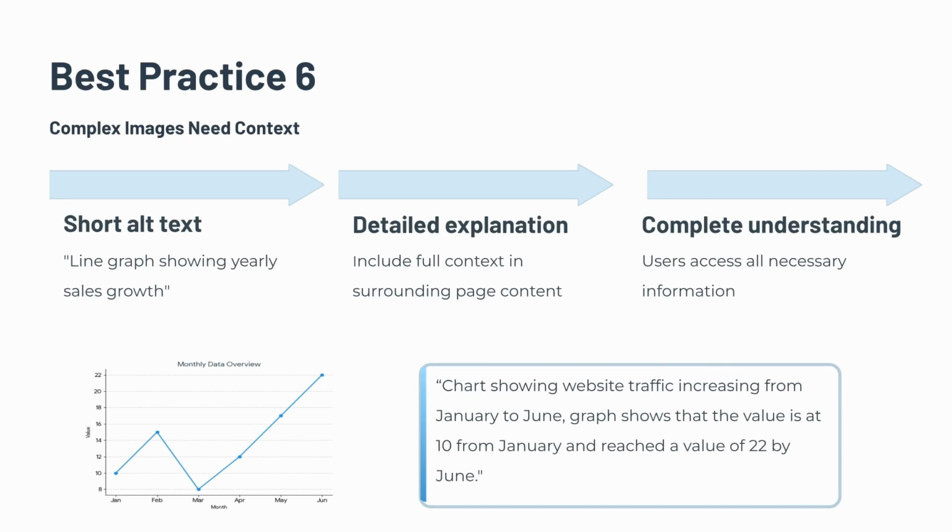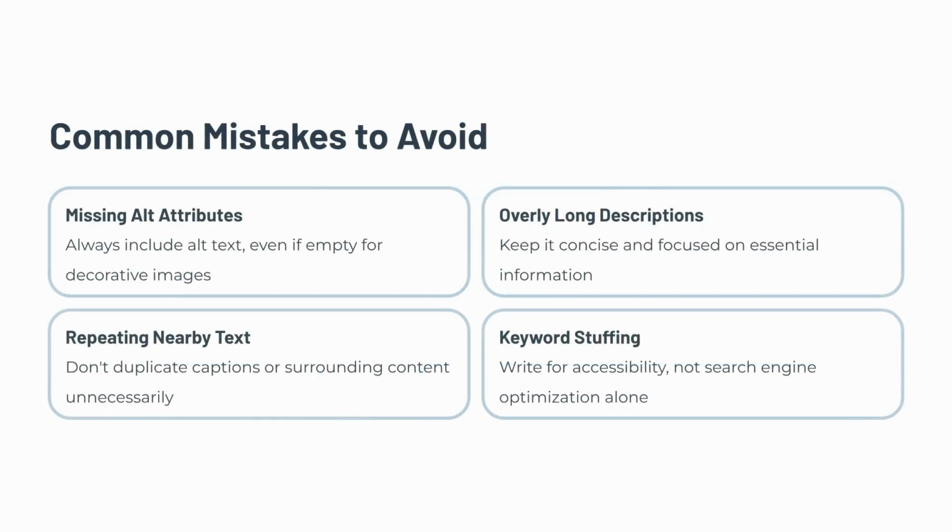There are also a few common mistakes to avoid when writing alt text. These include leaving alt attributes completely missing, writing overly long descriptions, repeating text that is already present nearby, or stuffing keywords just for search engine optimization. Alt text should always be written with accessibility and user understanding in mind.